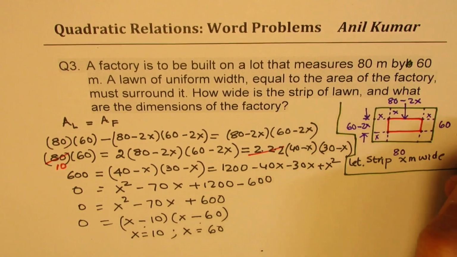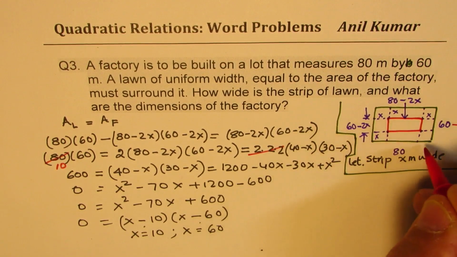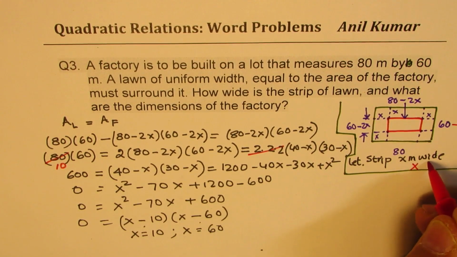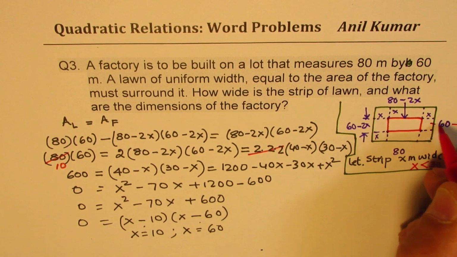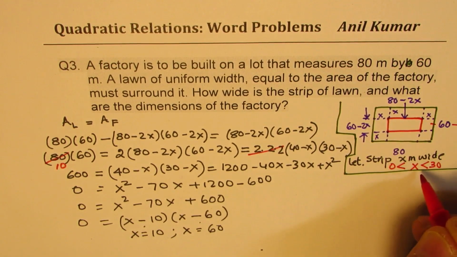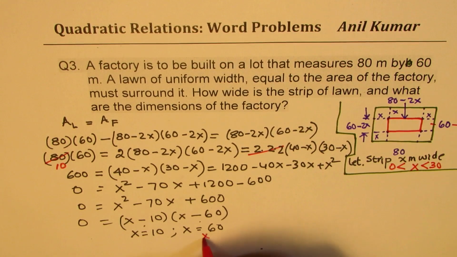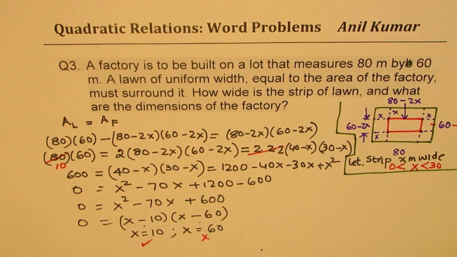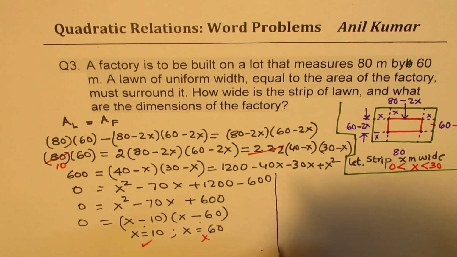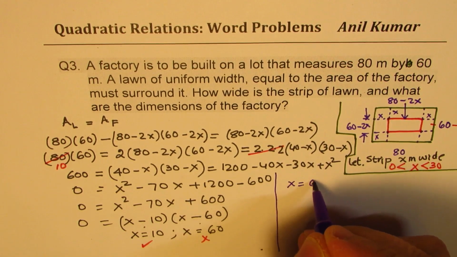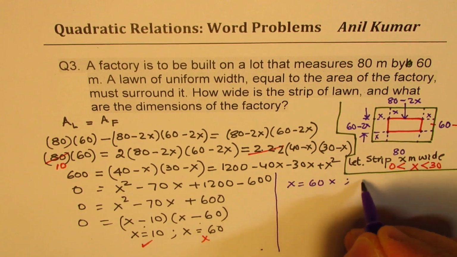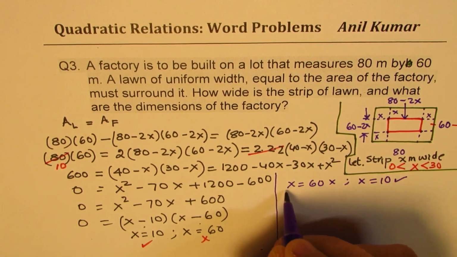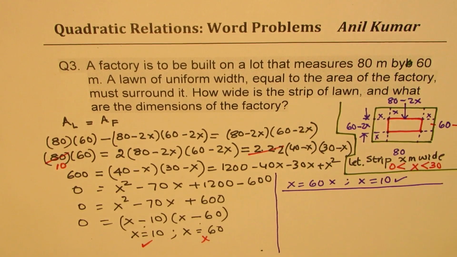Obviously, we have this side to be 60, right? So x has to be less than 30, right? It cannot be more than 30, correct? x has to be greater than 0 and less than 30. So this is not valid, but the other one is valid. So in all the 3 examples, what you notice is, in quadratic equations, we may get some answers which are extraneous, right? So we get x equals 60 as not valid, and we get x equals 10 as the valid answer, correct? So that is the valid answer.